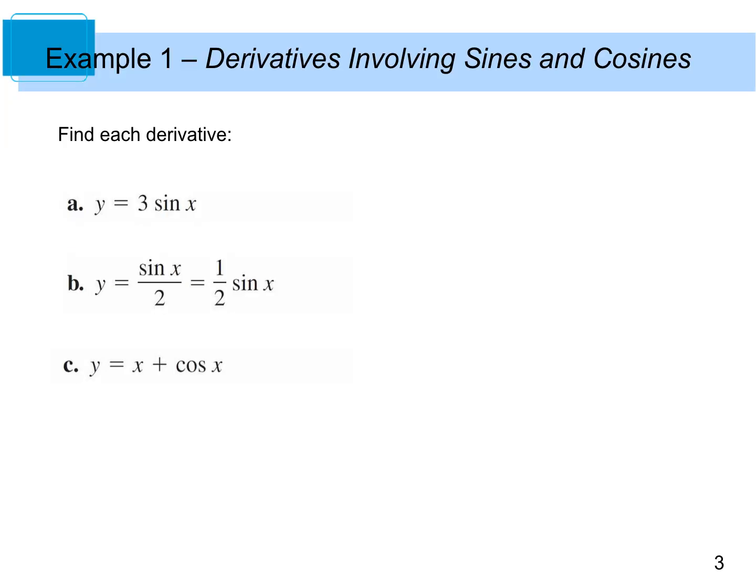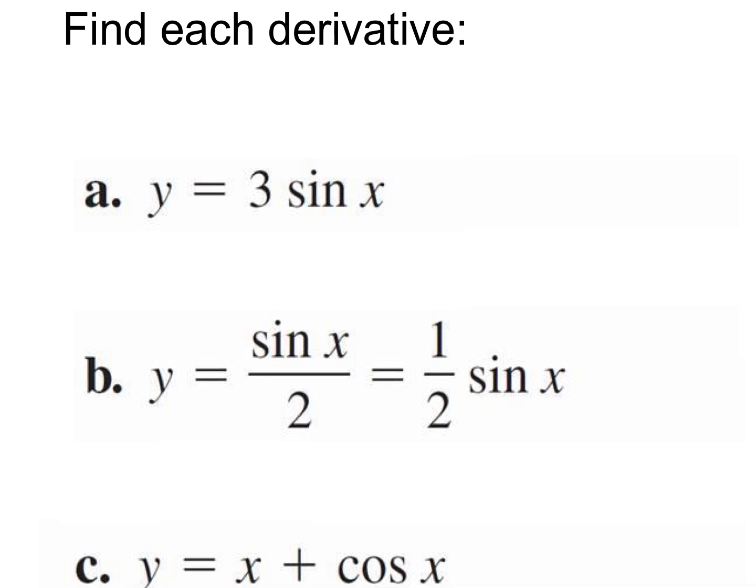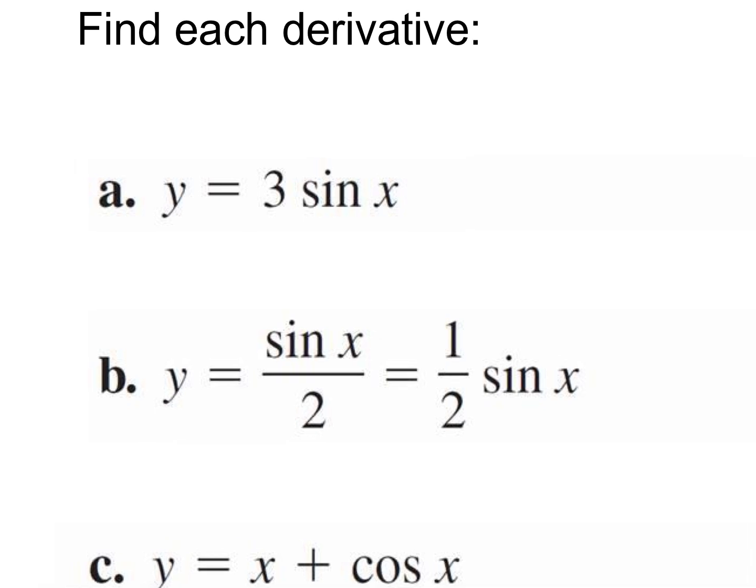So in example 1, we want to find each derivative. So we have 3 times sine. Our derivative, we take the derivative just as if this was an x or just a variable, but instead it's a special variable, it's sine. We know that the derivative of sine is cosine, and that coefficient is just going to stay out front. So we have 3 times cosine of x. This would be our derivative.